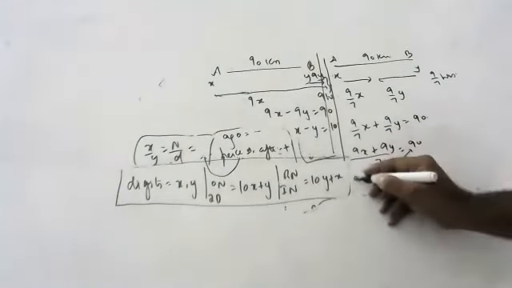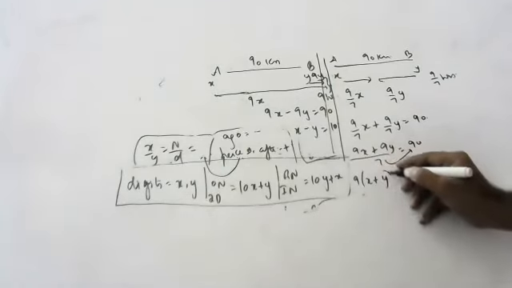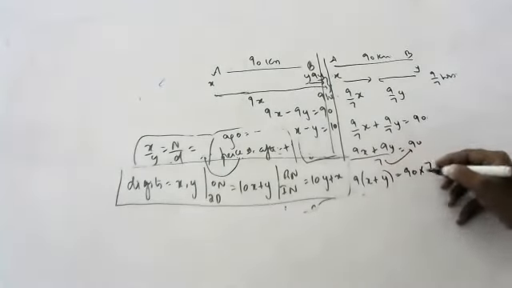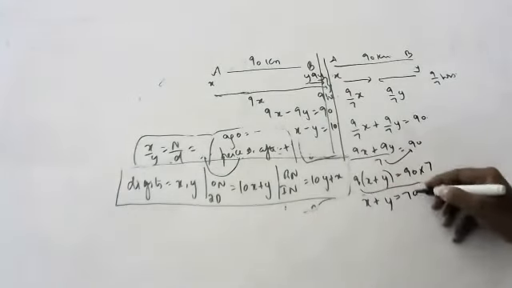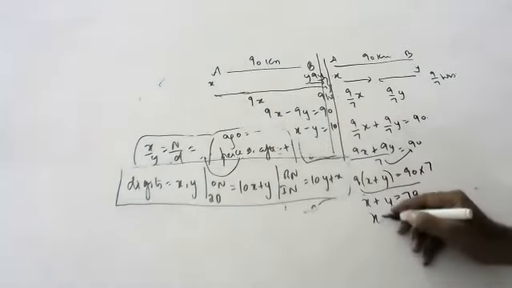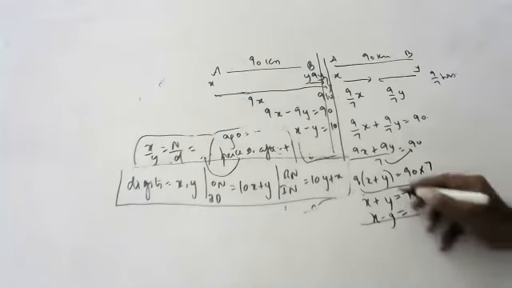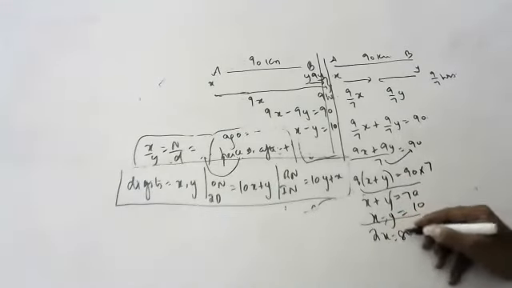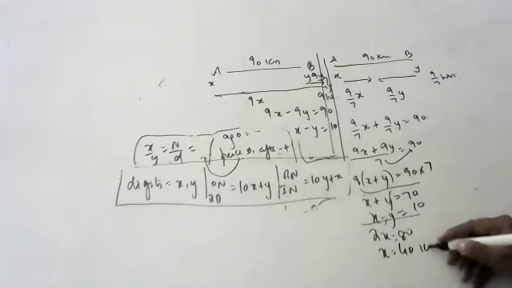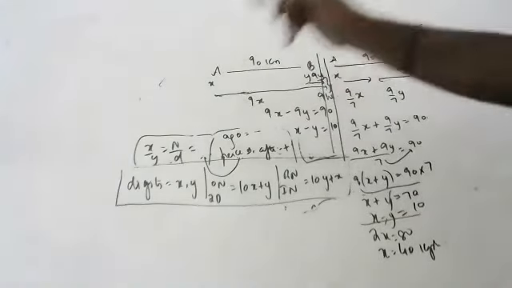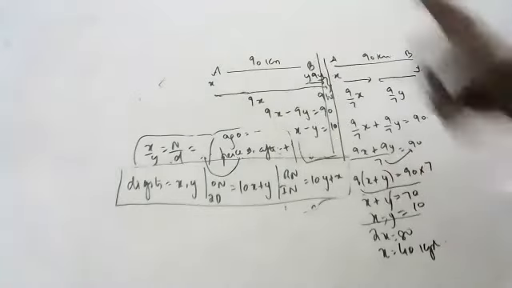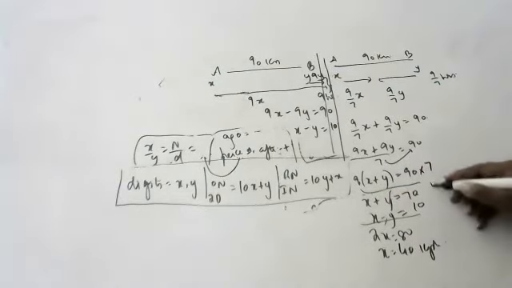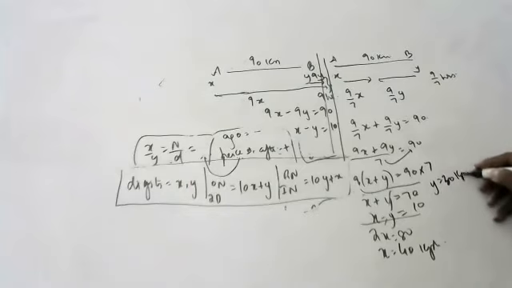Here 9 take common. x plus y is equal to 90 into 7 by 9, 9 goes down, x plus y is equal to 70. So, under equation x minus y is equal to 10, this is gone, 2x is equal to 80, x is equal to 40 km/h is the speed of car A. And put x here, and y is equal to 30 km/h is the speed of car B.